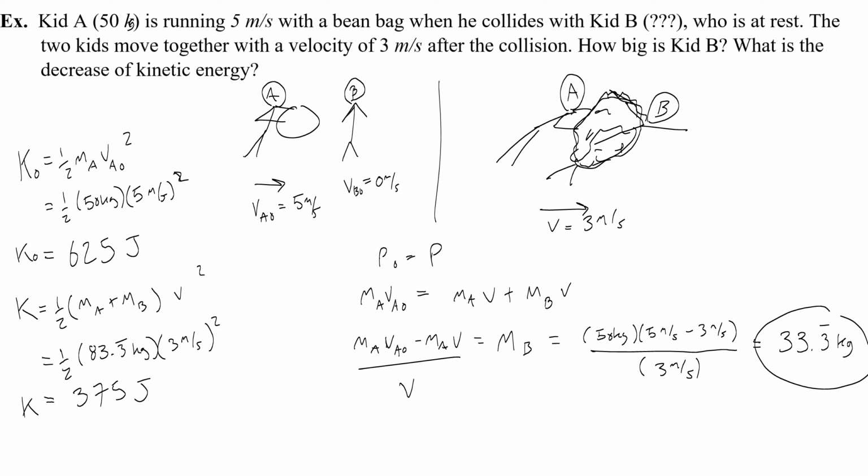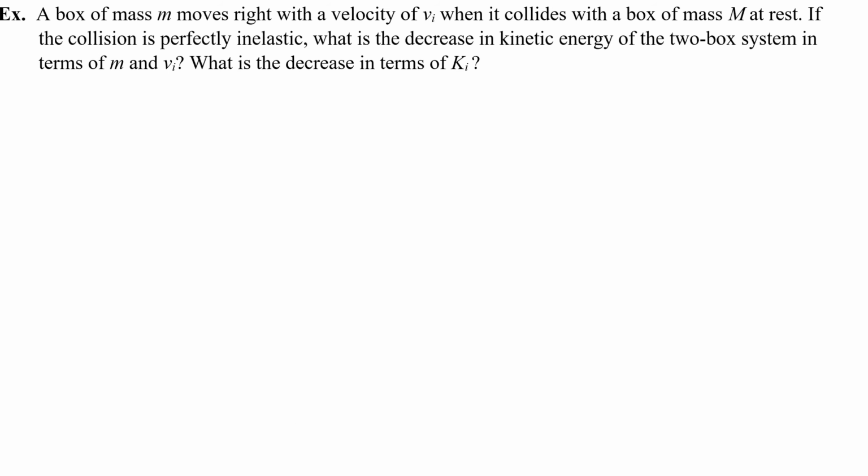So the decrease of the energy, delta K, is just 625 minus 375, or 250 joules. So that's the energy loss. Let's do one more problem.